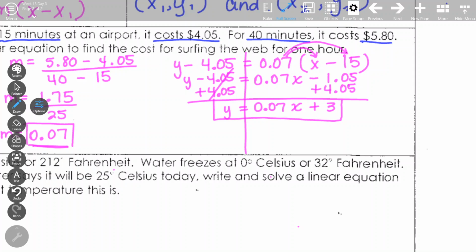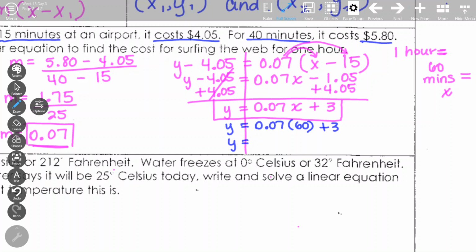Now, it says, how much is it going to cost for surfing the web for 1 hour? So 1 hour equals how many minutes? 1 hour equals 60 minutes, right? And that is going to be our x, the amount of time. So now in place of x, we have to put in this 60 minutes. So we've got y equals 0.07 times 60, because that's the x, the amount of time, plus our 3.